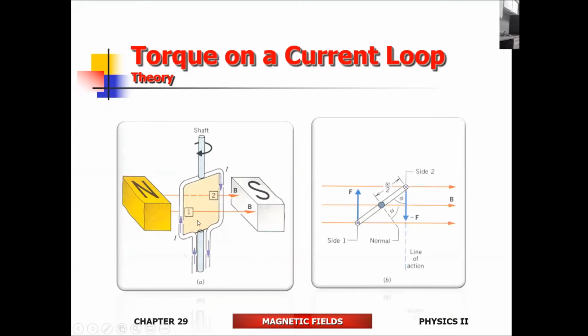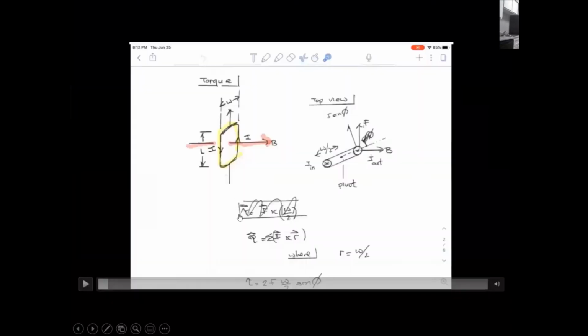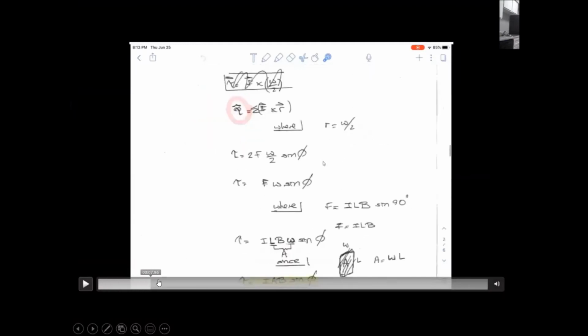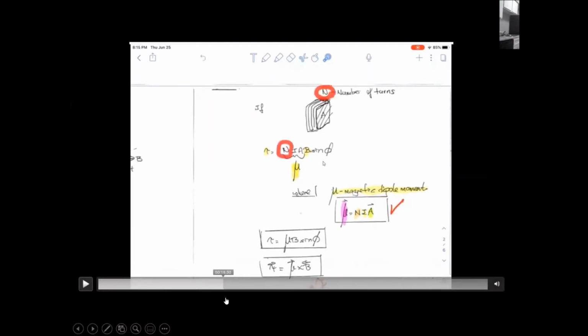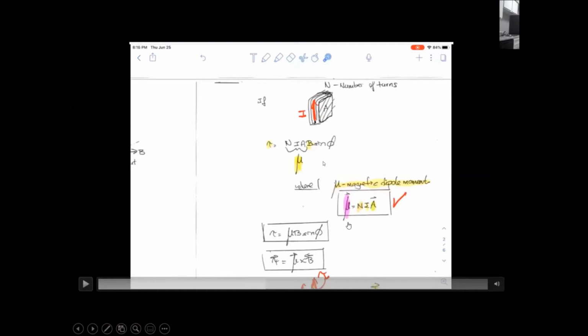Eventually, this thing is going to spin to line its area up in the direction of the external magnetic field. Instead of saying it that way, we'll say it's going to experience a torque, which means that it's going to spin or twist in order to line its magnetic dipole moment up in the direction of the external magnetic field. The magnetic dipole moment tells you something about the magnetic strength of this loop and the direction of that magnetic strength.